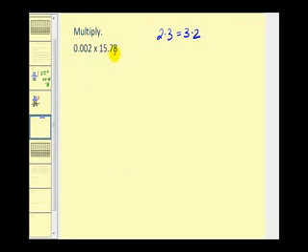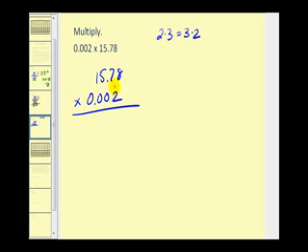So what we'll notice on this problem, if we were to write 15.78 times 0.002, it'll be a lot cleaner if we multiply them in this order rather than the given order, and the product will be the same. So we'll go ahead and multiply by 2.